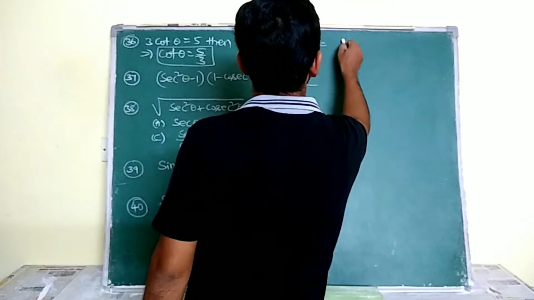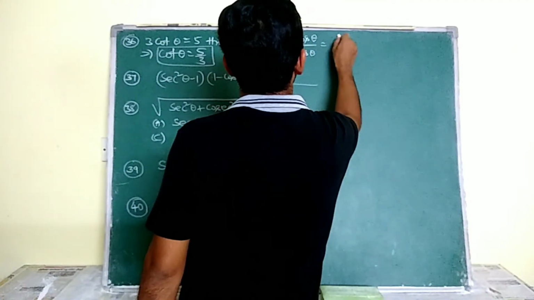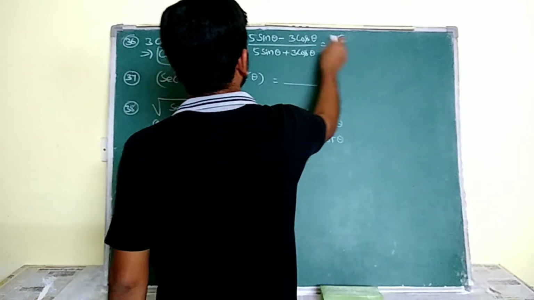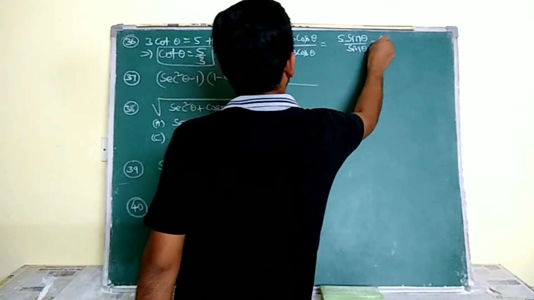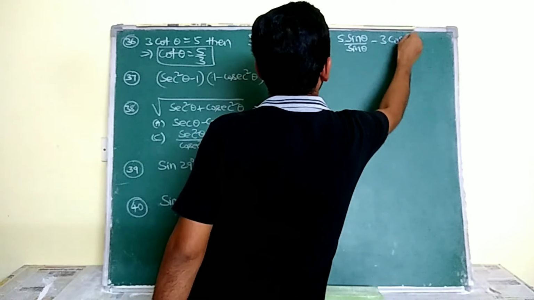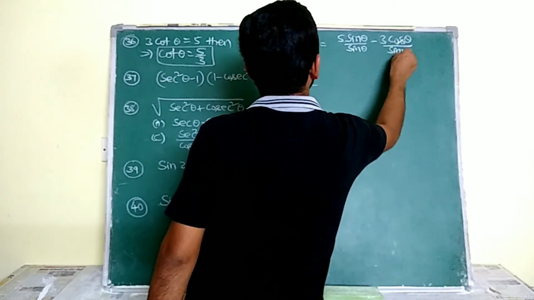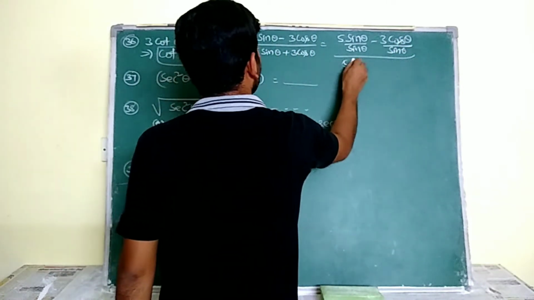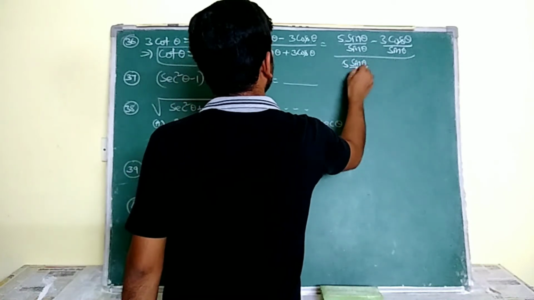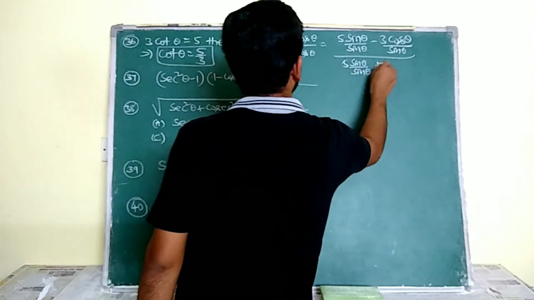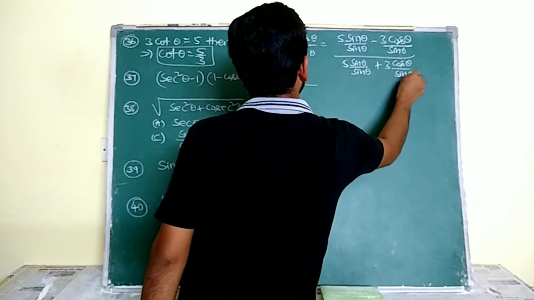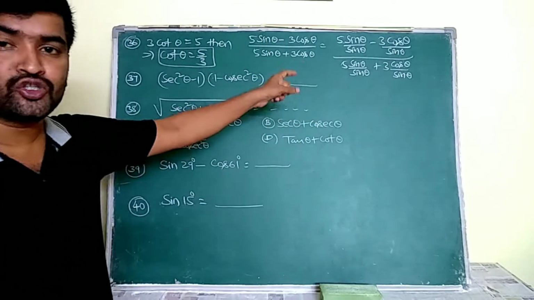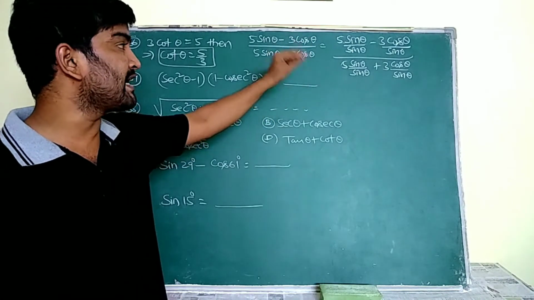Then see ma, this is 5 into sin theta by sin theta, minus 3 into cos theta by sin theta. Similarly, 5 into sin theta by sin theta plus 3 into cos theta by sin theta. That means for both the numerator and denominator I am dividing by sin theta.